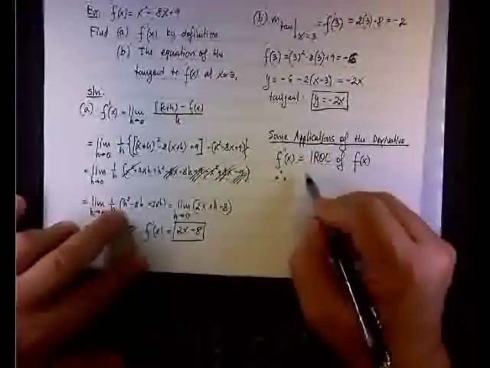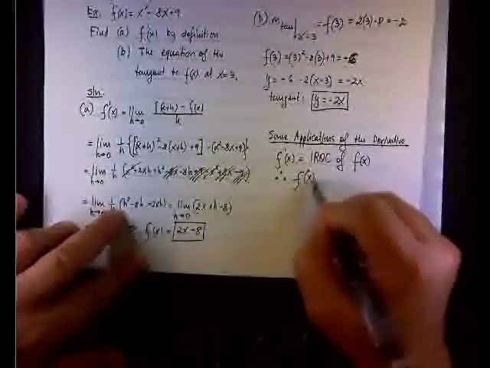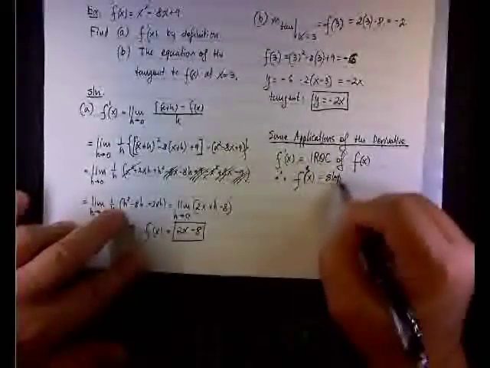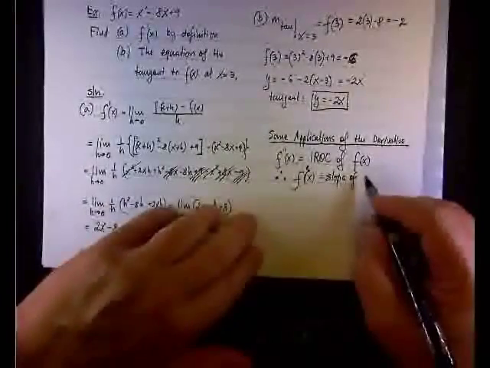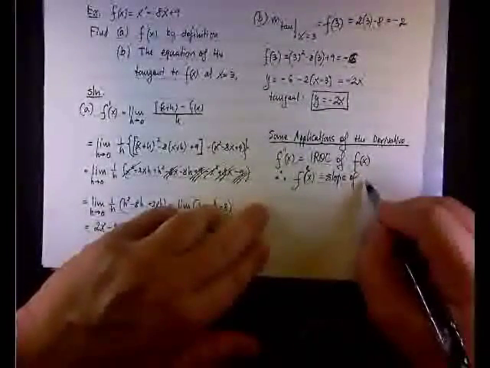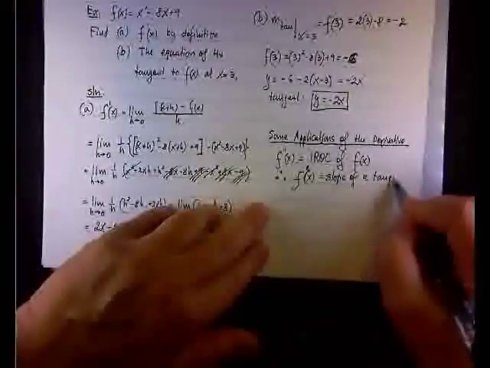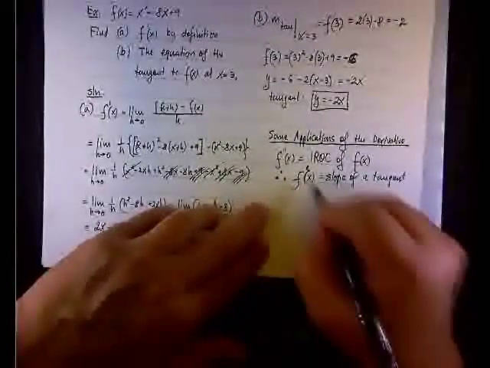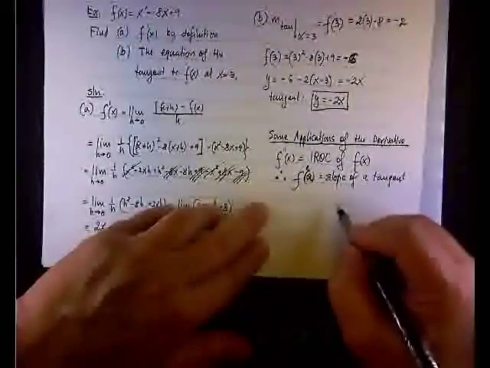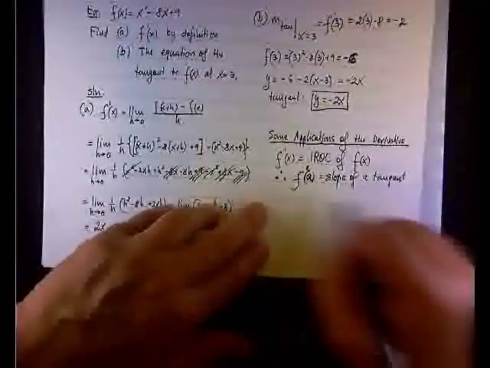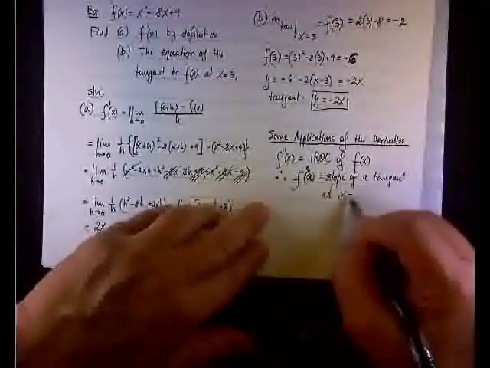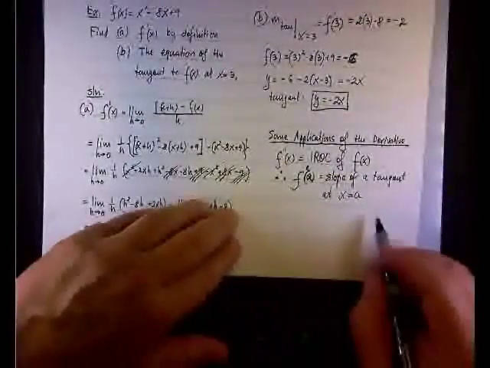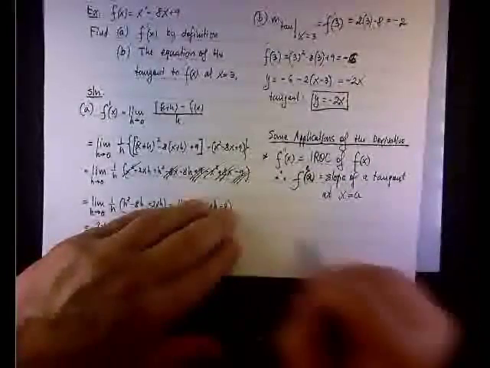So this will lead to one interpretation. Actually, let's say f prime of a is the slope of the tangent at x equals a. Okay, so that's something that we already know. So this will be one point.